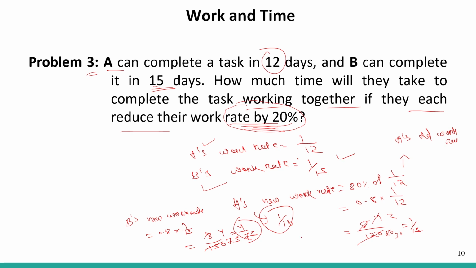Okay, so their combined work rate will be what? Their combined work rate will be 4 by 75 plus 1 by 15. So this will be 4 plus 5 by 75, that is equal to 9 by 75. So this is their combined work rate.